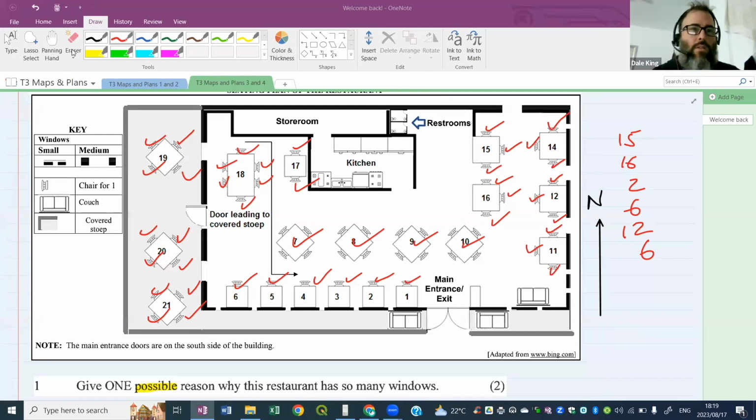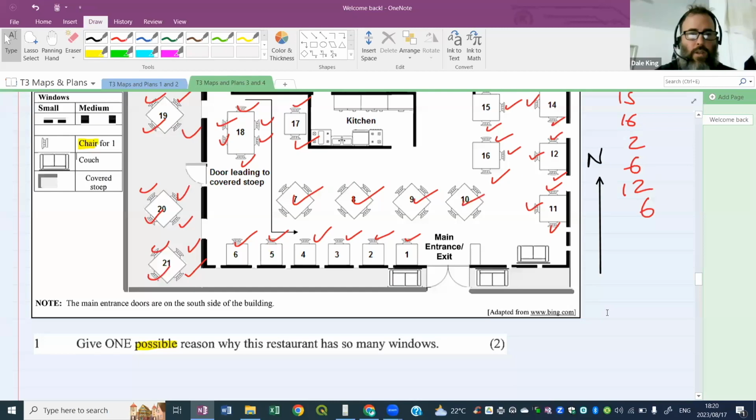Some people might say, hold on, there's couches. Yeah, you could say the couches could be for customers, but they're not going to eat there. I think if we stick with the word chair in the key and chair in the question, we're only going to count those types of chairs, and there are 57. All right, lucky 57. You are a winner. You're all winners tonight. All right, let's move on to the next question, guys.